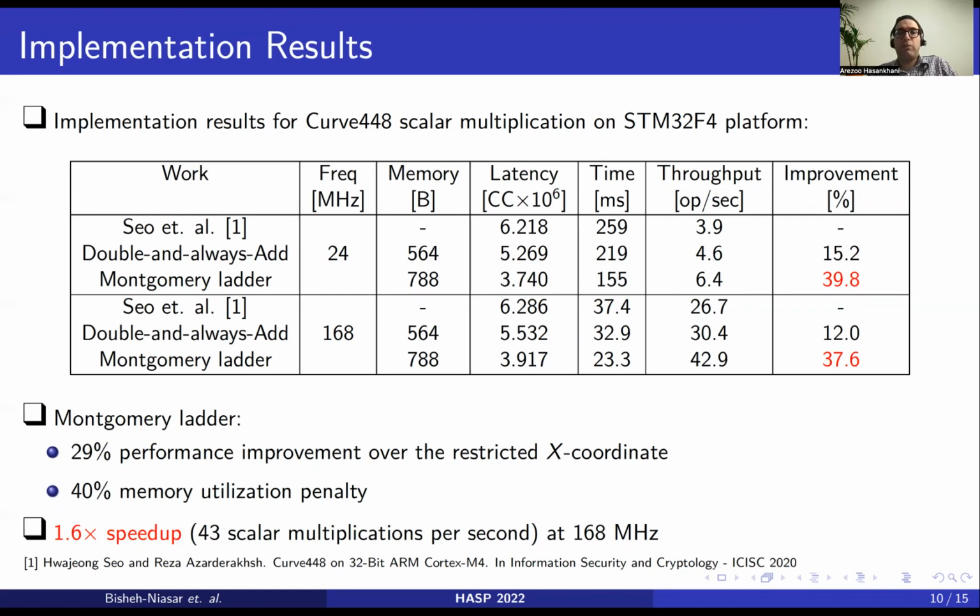almost 15% improvement at 24 megahertz compared to the previous work, while the Montgomery ladder can achieve an additional 29% performance improvement using the restricted X coordinate compared to the double and always add technique. This improvement comes at the cost of 40% more memory utilization. At 168 megahertz, our results showed that we can achieve an 8.6 times speedup compared to the previous work, performing almost 43 scalar multiplications per second.